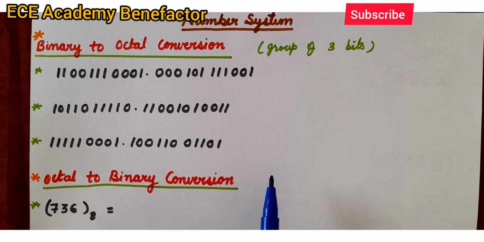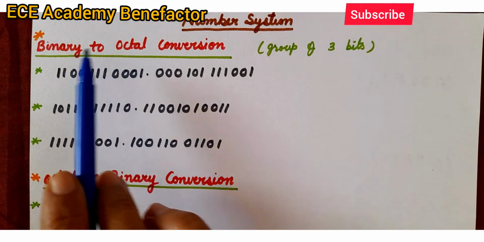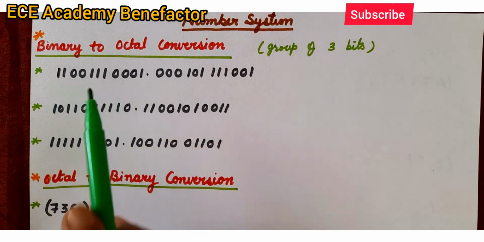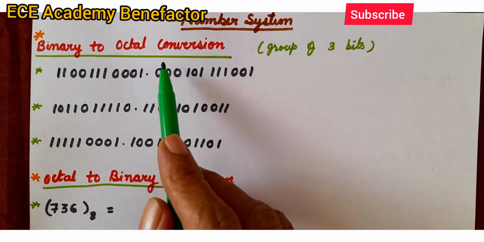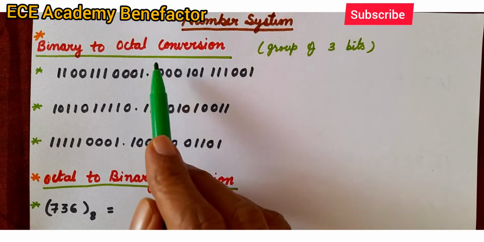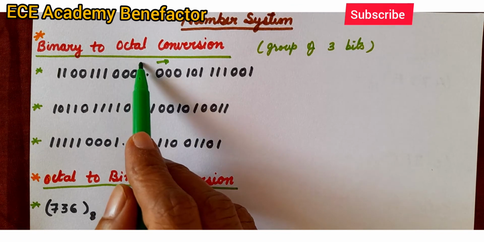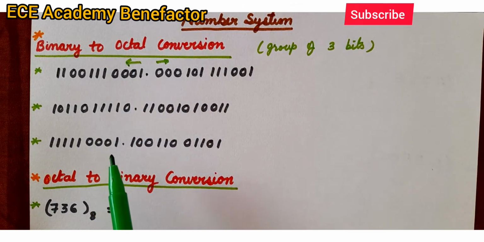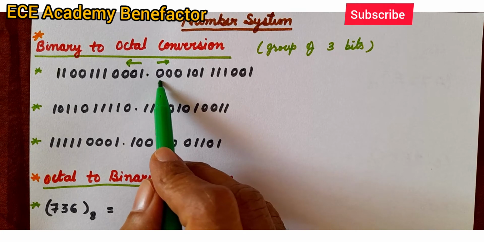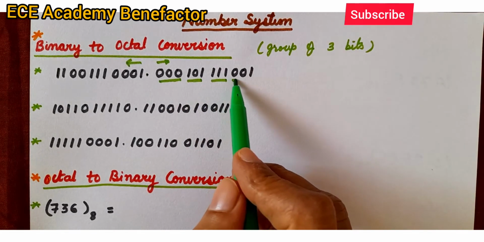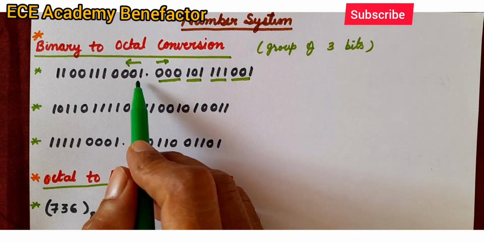The first topic is binary to octal conversion. When you are doing binary to octal conversion, you have to group the bits in 3s. So, the given question is this one. You have to start grouping 3 bits from the dot, traversing in this direction and in the opposite direction while grouping. Let us group the first 3 bits, then the next 3, and the next 3.